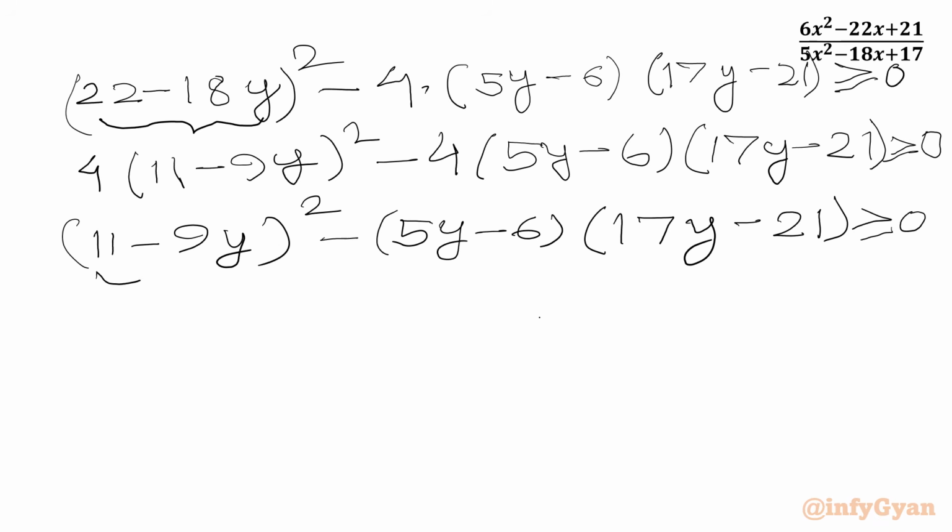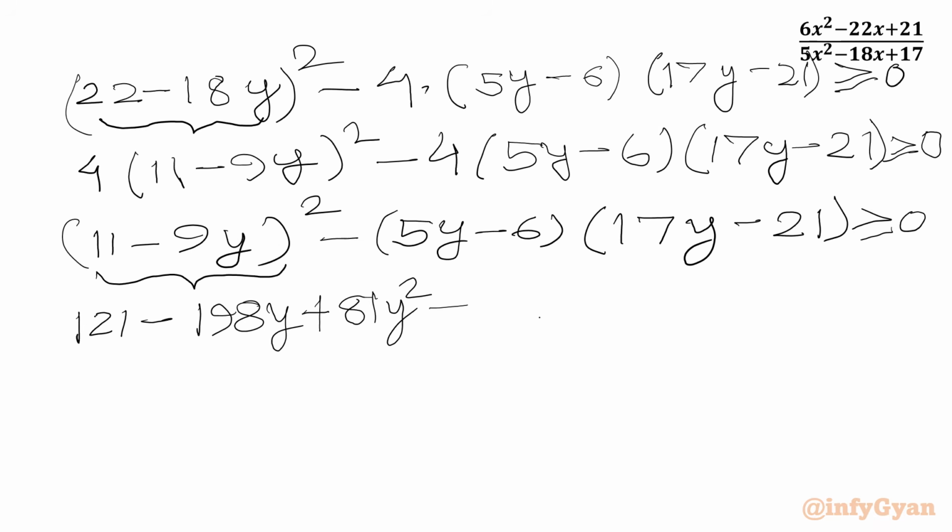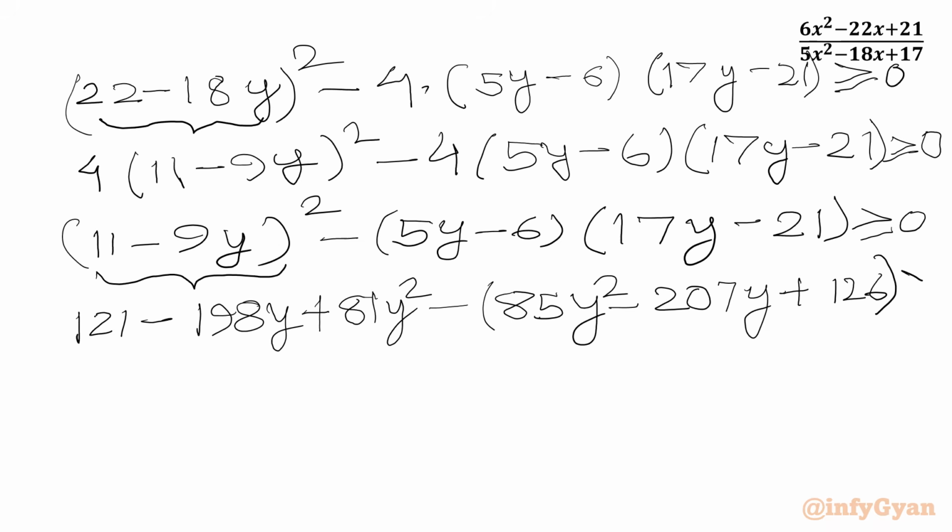Now we will be using the (a − b)² identity. So I can write here 11² is 121, minus 2ab will give us minus 198y, and (9y)² is 81y². Then in the bracket, 5y times 17y is 85y². Then we will get minus 207y. Then we will get 126 in the bracket, greater than or equal to 0.